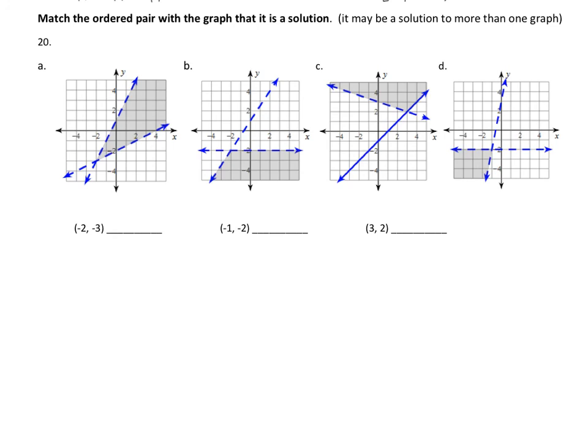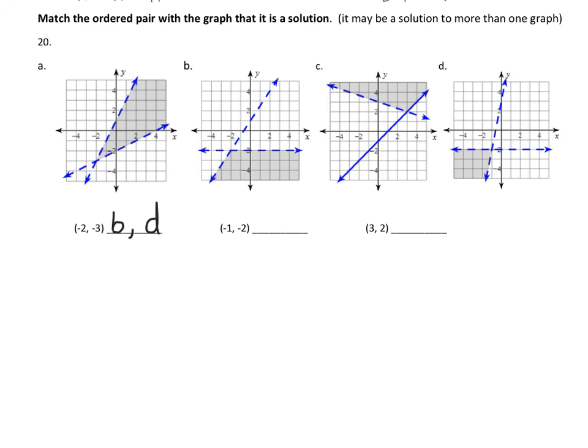-2, -3, do we have that in B? Yes, we do. So we're going to say B. Is it in C? Nope. Is it in D? Let's see. -2, -3. Yes, it is. So B and D for this one.